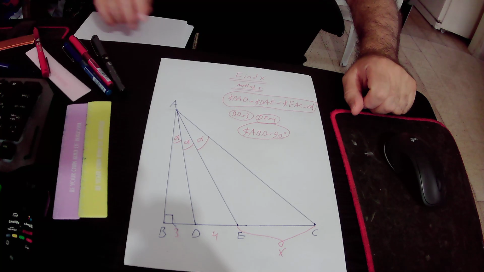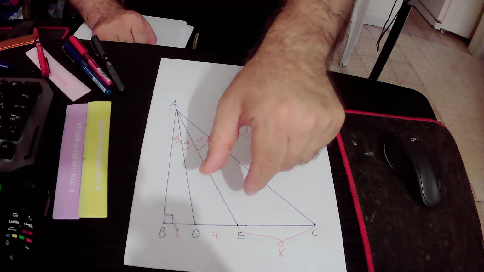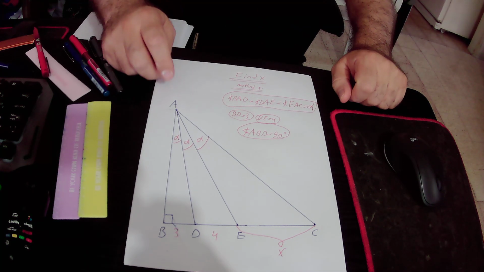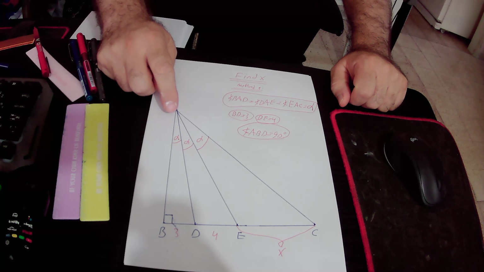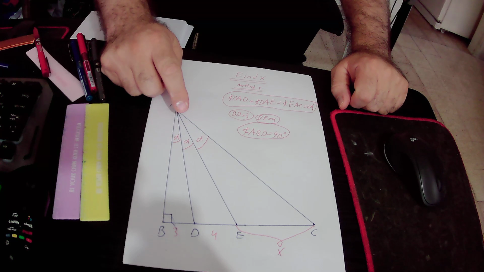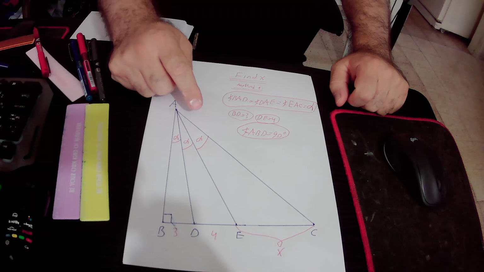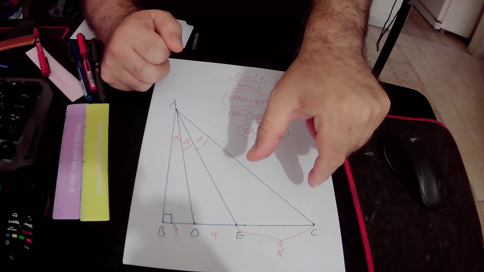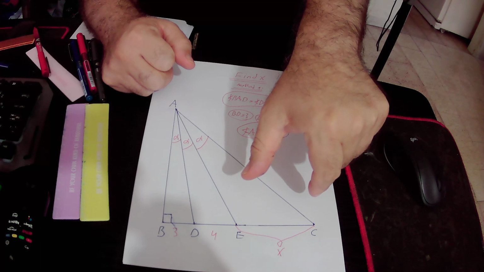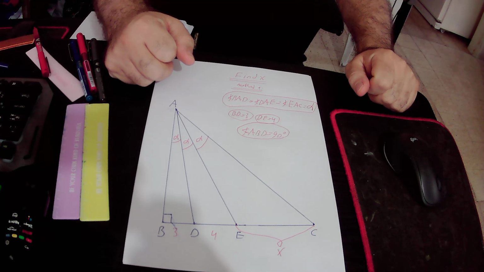We also know that BD equals 3 units, DE equals 4 units, and we also know that angle ABD equals alpha, angle ADE also equals alpha, and angle AEC also equals alpha. We want to find out the value of EC, that is actually x. We want to find out the value of x. So we will start with the first method.